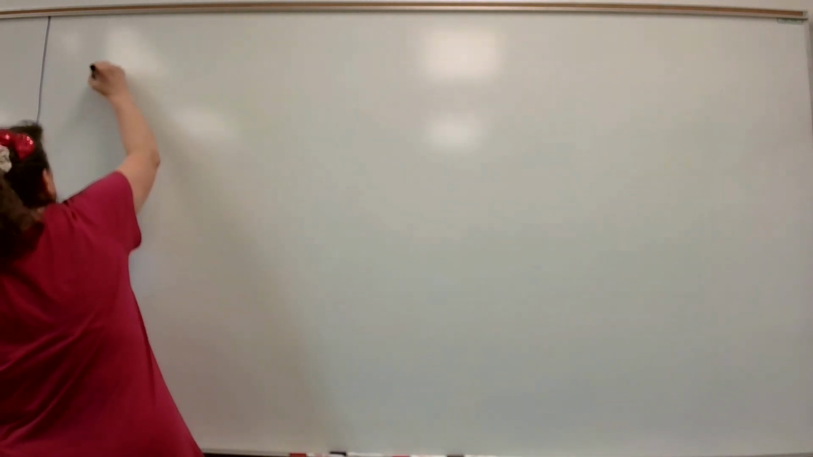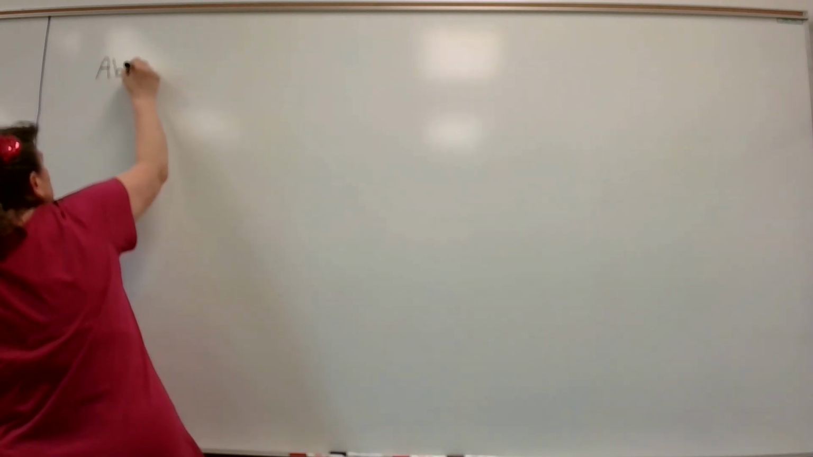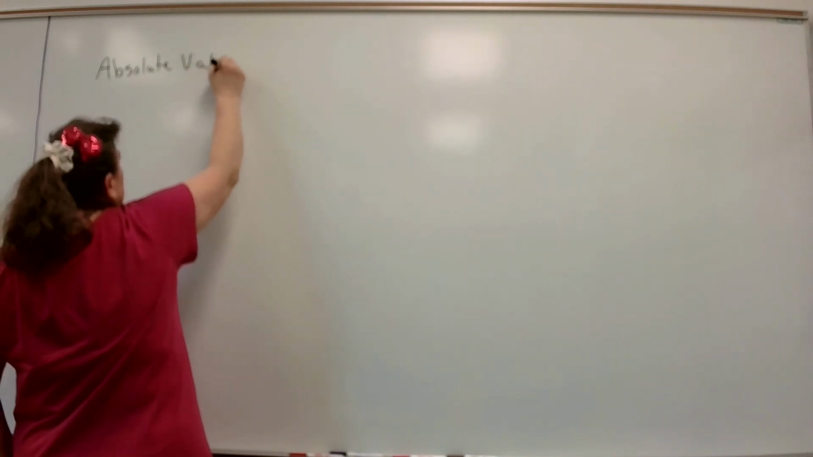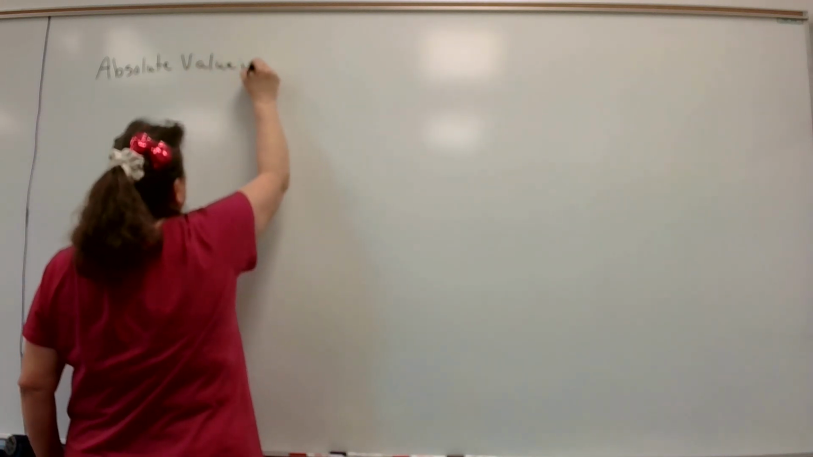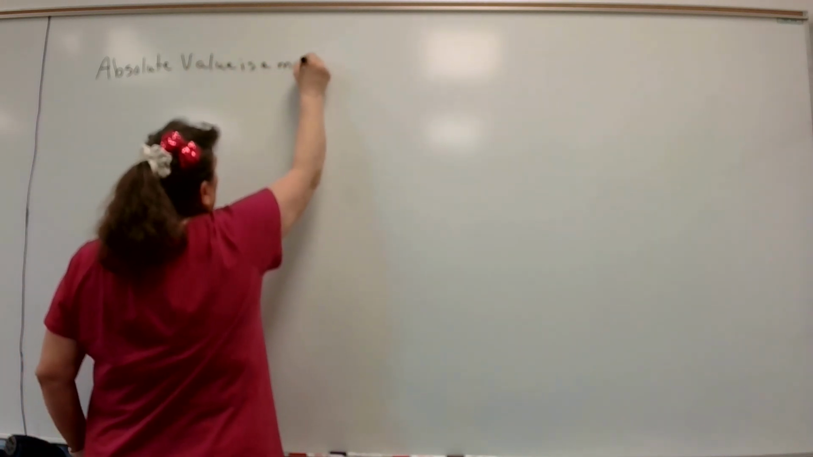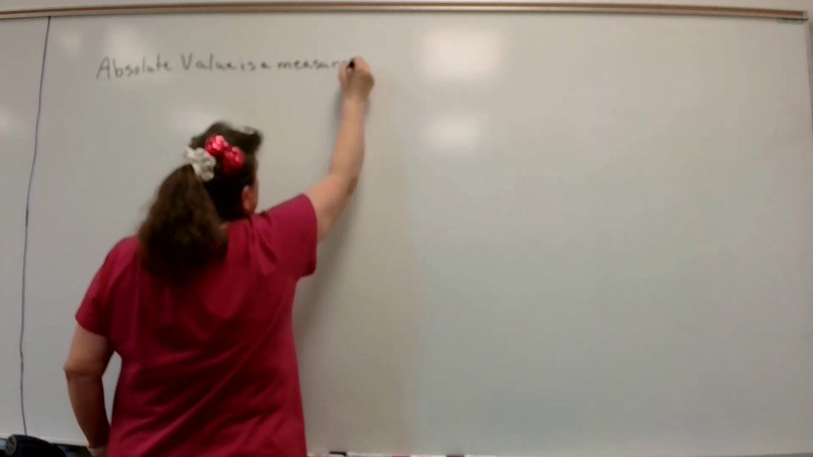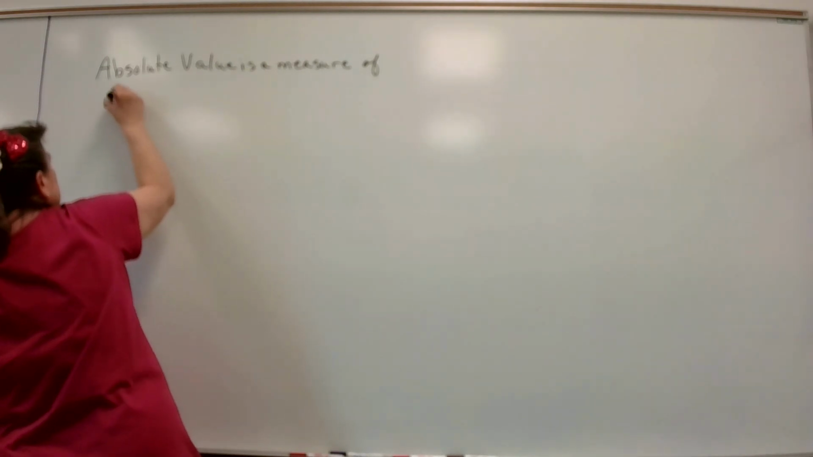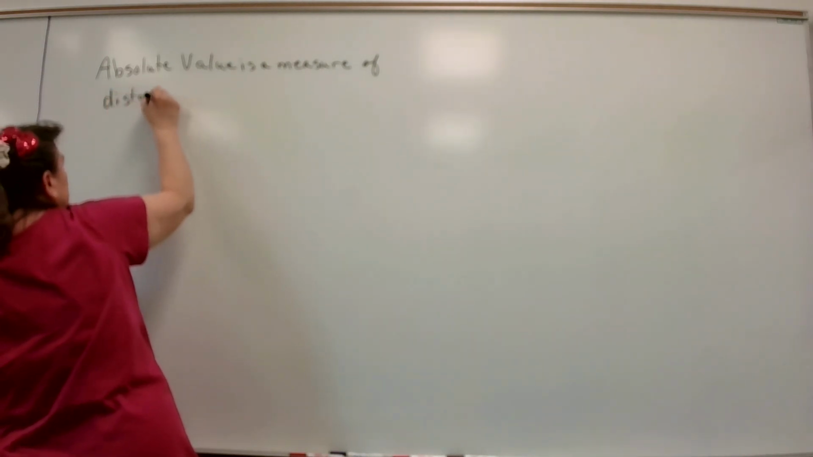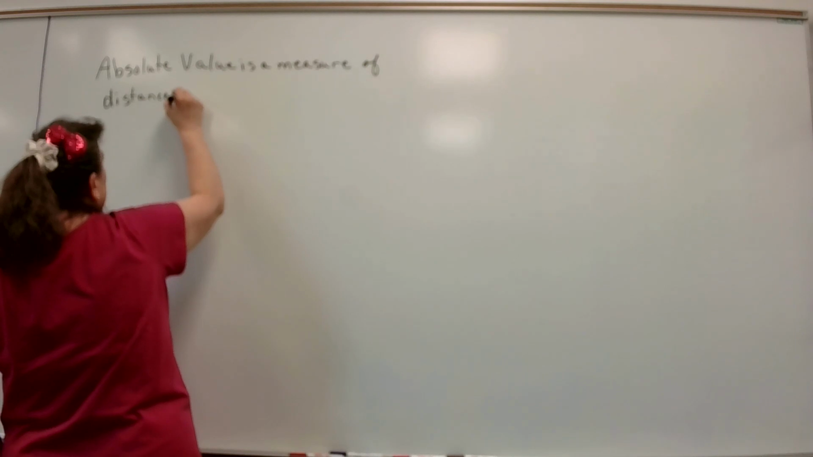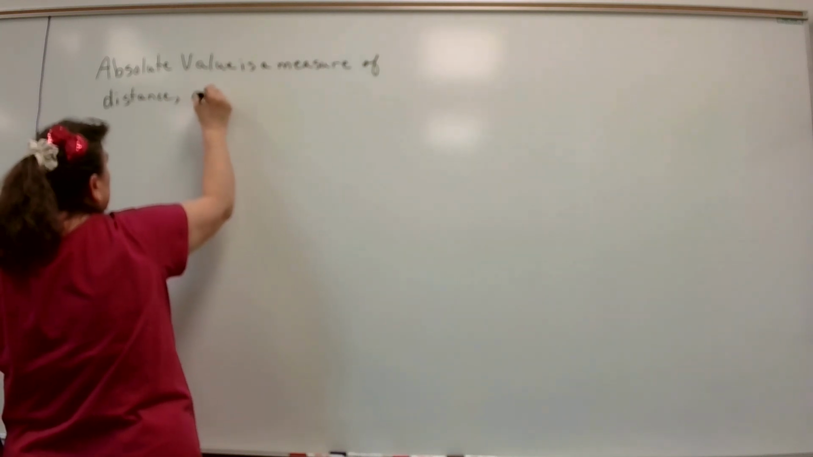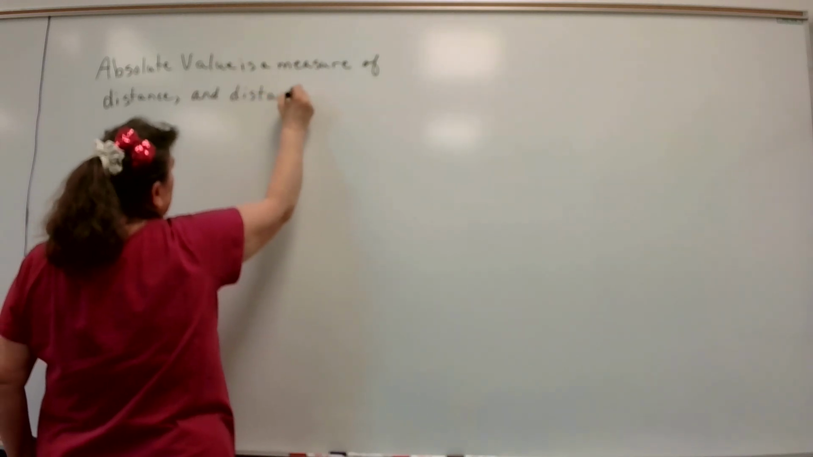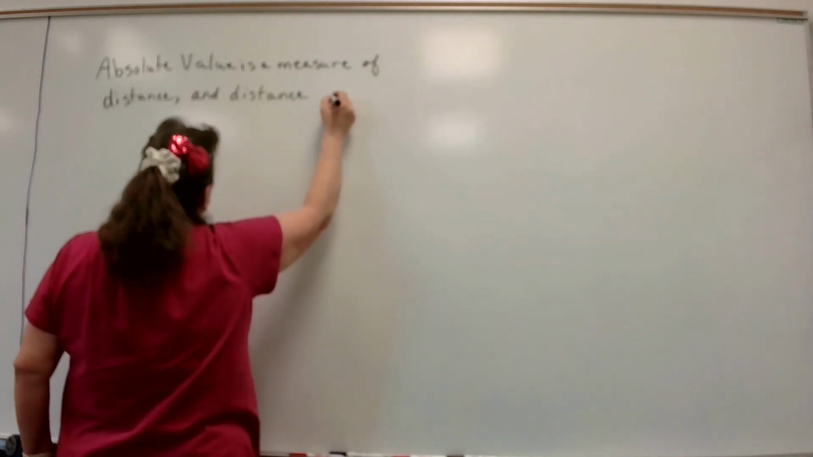Absolute value is a measure of distance. And one thing to remember about distance is that distance is always positive. So you have to keep that in mind as you look at absolute value. It's always positive.